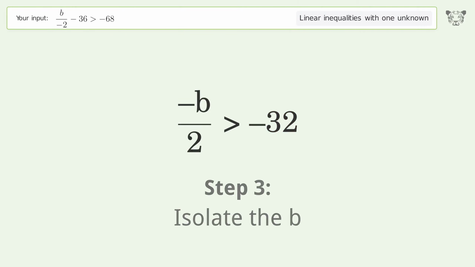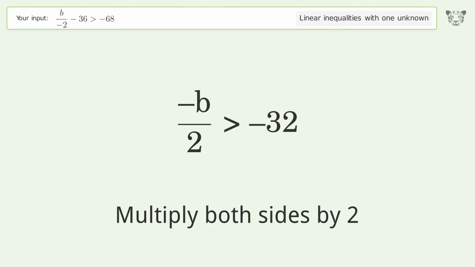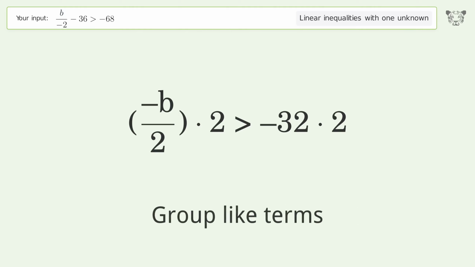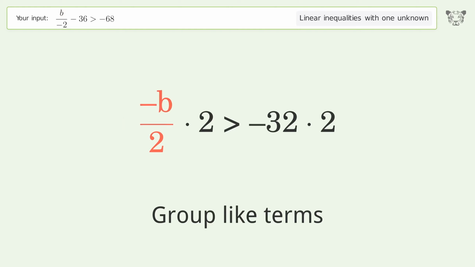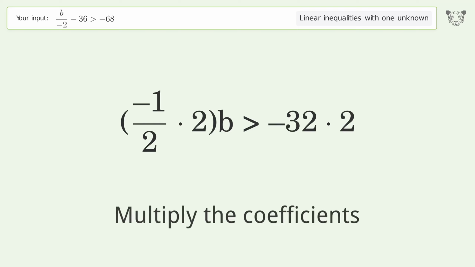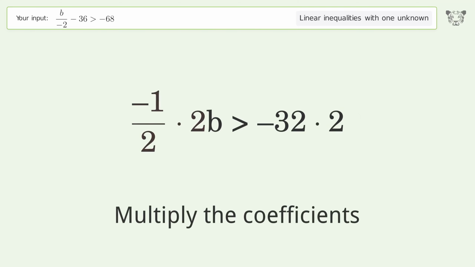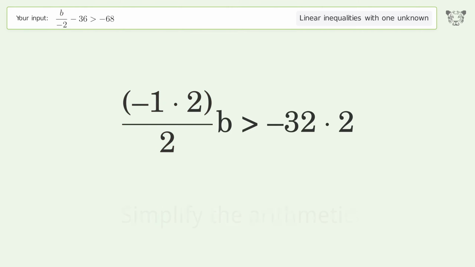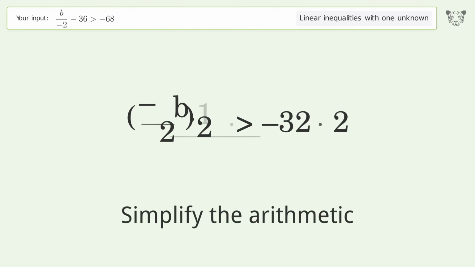Isolate the b. Multiply both sides by 2. Group like terms. Multiply the coefficients. Simplify the arithmetic.